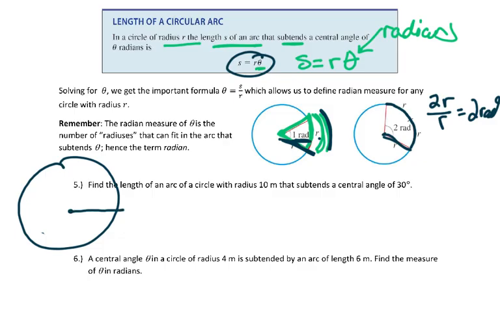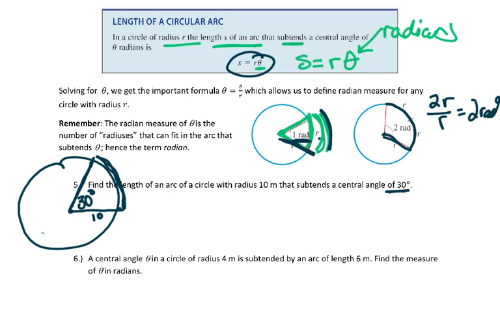Here's my radius. My radius is 10. And the angle that's created, and you don't need to be exact here, right? So this angle of 30 degrees subtends or creates this arc right here. I want to find that length of the arc.